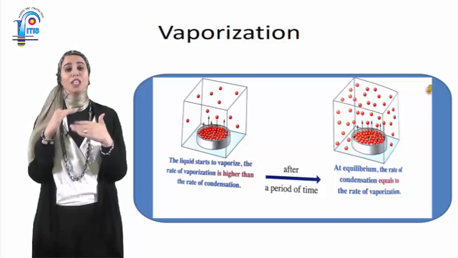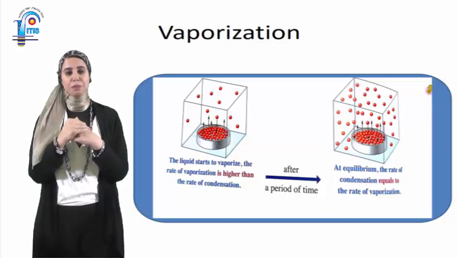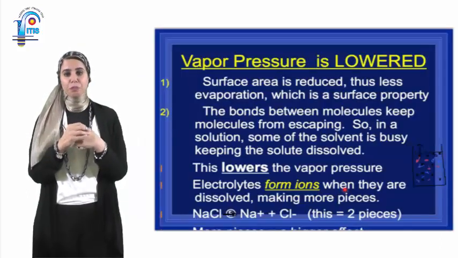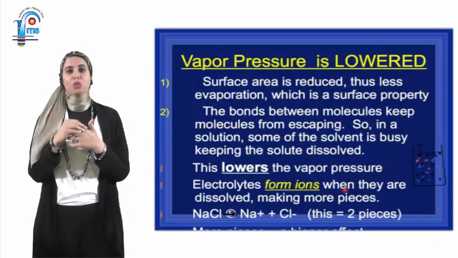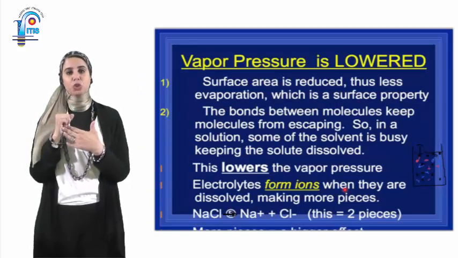This takes place until equilibrium. What is meant by equilibrium? That the pressure in both sides are equal. So this process will stop. In the next slide, we are going to talk about why the vapor pressure is lowered in solution.